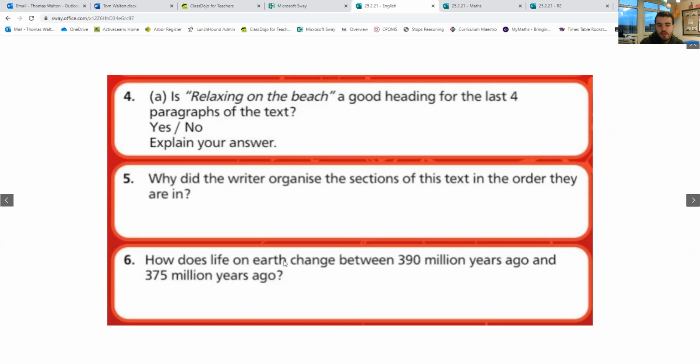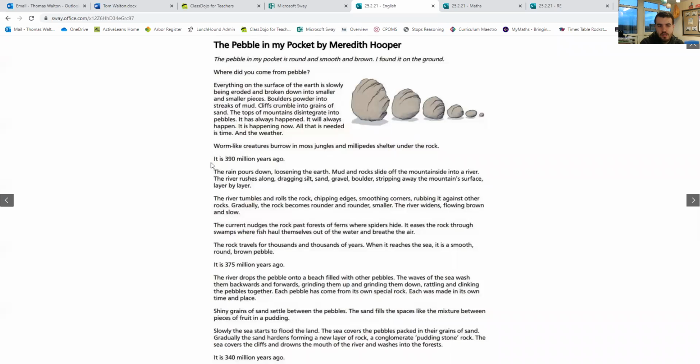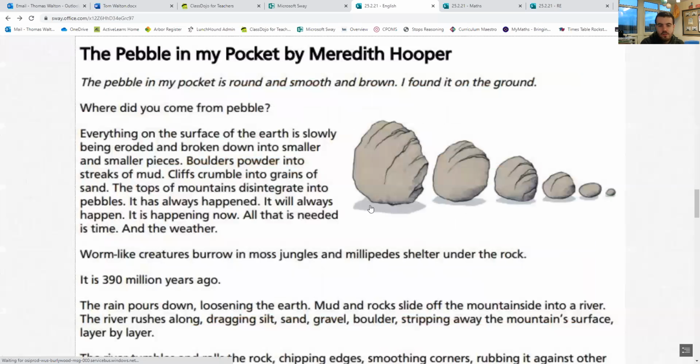And how does life on Earth change between 390 million years ago and 375 million years ago? So 390 million years, 375 million years. How has life changed over that time? So those are your reading comprehension questions for today.